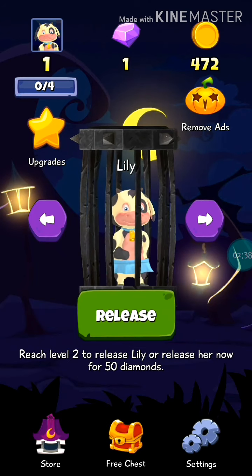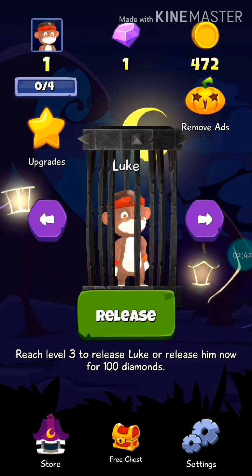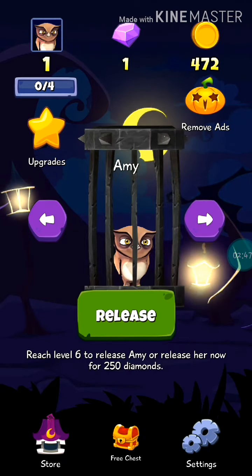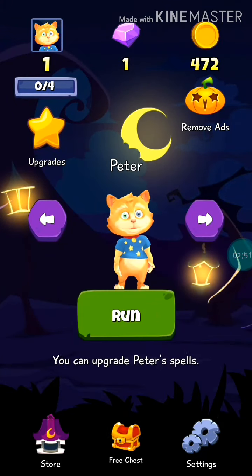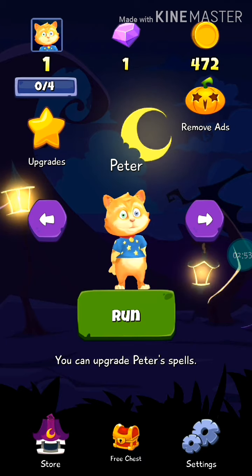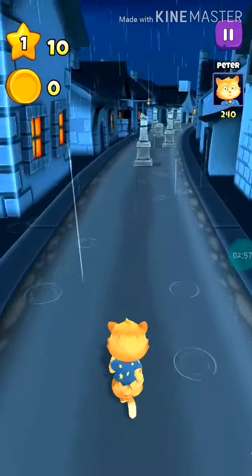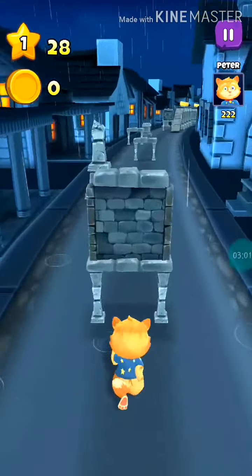If you reach the level, then this will release characters like Lily, Luke. They will release when you upgrade your level, and with every upgradation you will get a new character. Since then you can play like this as I am playing here. Again I am showing you how to play.